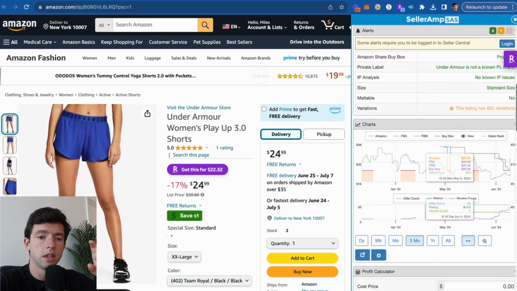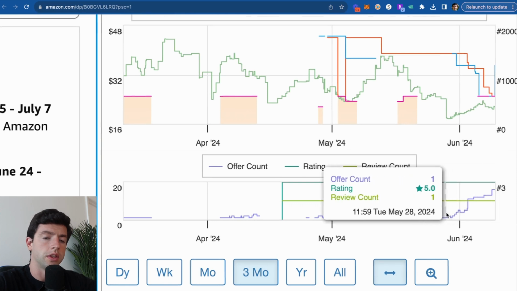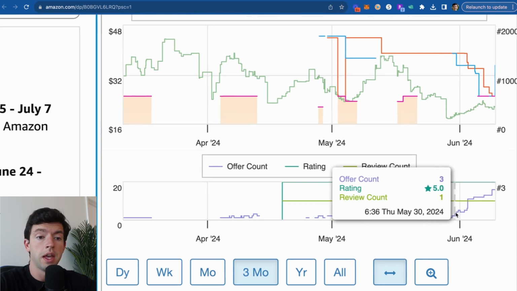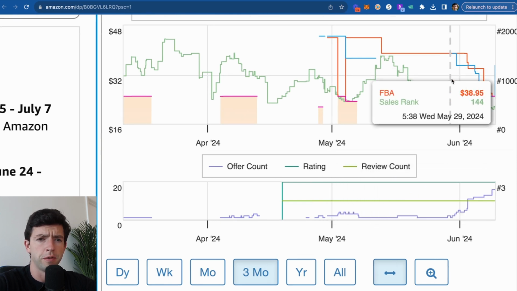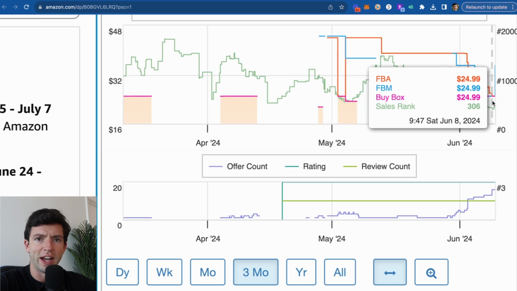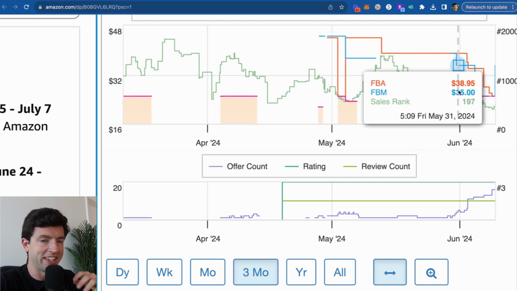That's what happened on this listing, where at the end of May, start of June, there were 3-4 sellers. Now it's all the way up at 16 here, and we can see the price went from 38 all the way down to 25 right here in about a week. So it makes sense that the pricing went down when the offer count went up, aka the competition.